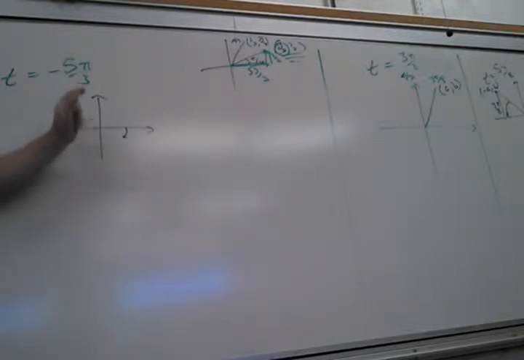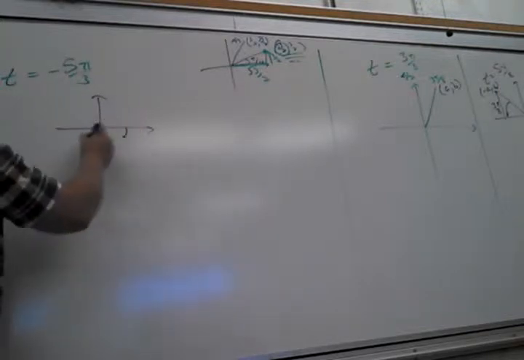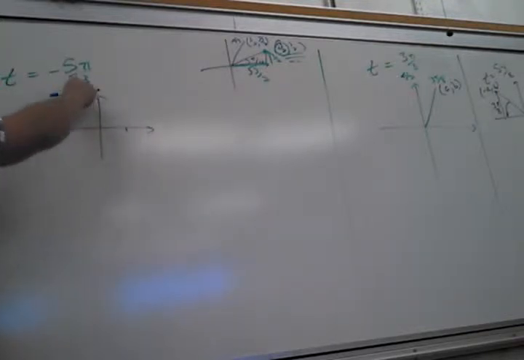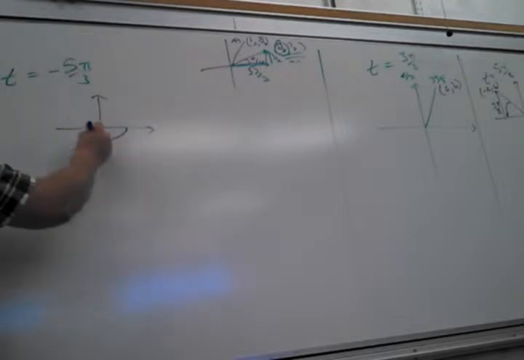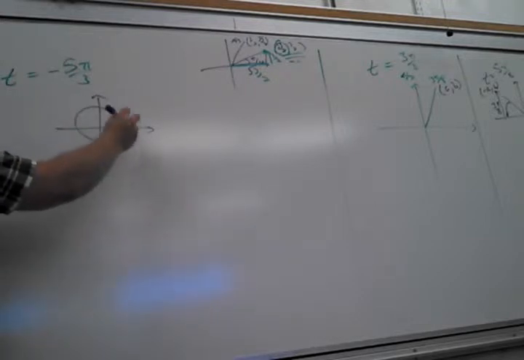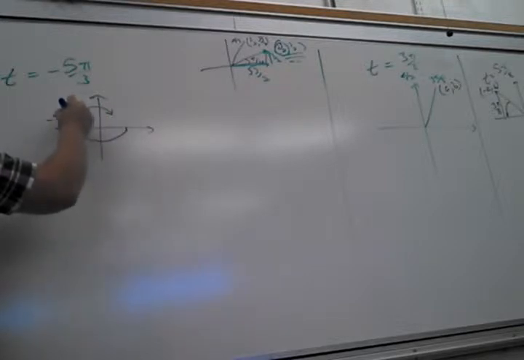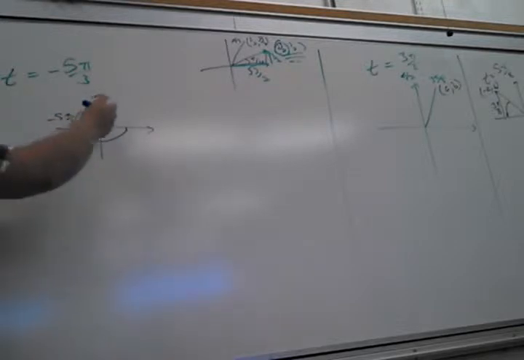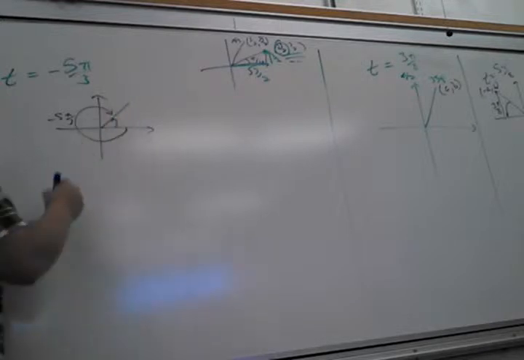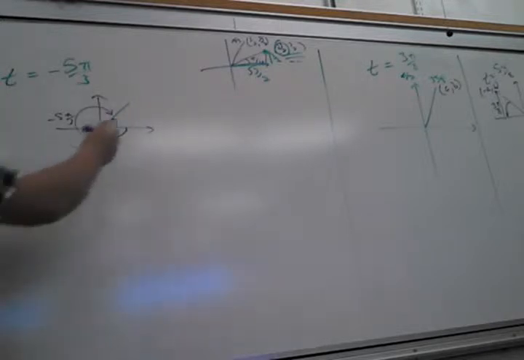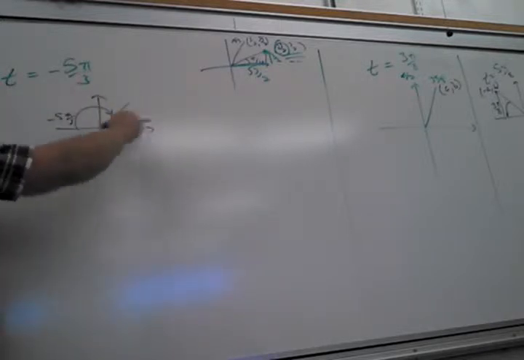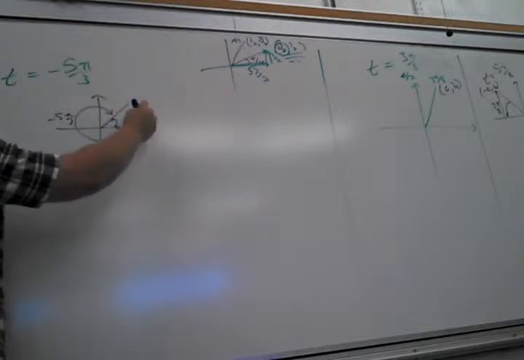In fact, think about it. Where am I almost? I'm going to go way past this. This is almost negative 2 pi, which would be a complete revolution. All the way around would be negative 2 pi. So I want to go negative 5 pi over 3. Where did I end up? What's this reference angle? Pi over 3. How far away am I from the x-axis again? I'm pi over 3 away.